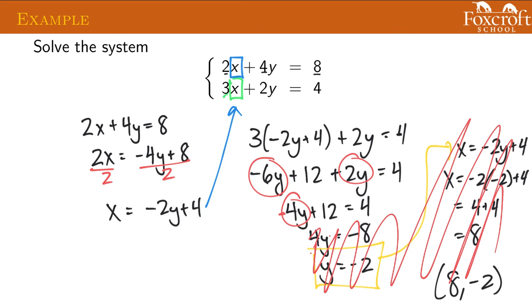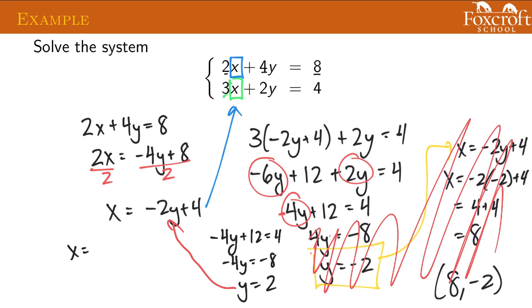So now I had negative 4y plus 12 equals 4. Negative 4y equals negative 8. And y is positive 2, not negative 2. And if I plug that in there, I'm going to get x is negative 2 times 2 plus 4. Negative 4 plus 4 is 0. So my right answer, hopefully, is 0, 2. So let's check. 8, 4, yep, that's right. So 0, 2 is the right answer.